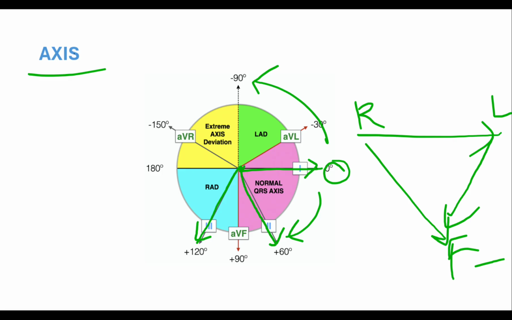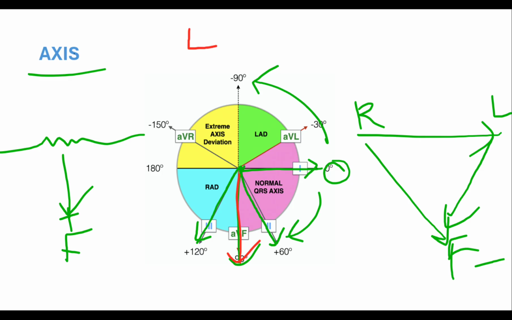Now how is AVF placed? AVF is placed so that the foot becomes positive and the negative is placed between the other two limbs, the right arm and left arm. So it is directed exactly downwards, along plus 90. Okay, plus 90, that is AVF. Now how is AVL placed? AVL is over the left arm. It's positive, and the other two limbs are negative, so it is directed like this. Starting from one single point, it's going to be minus 30 degrees.